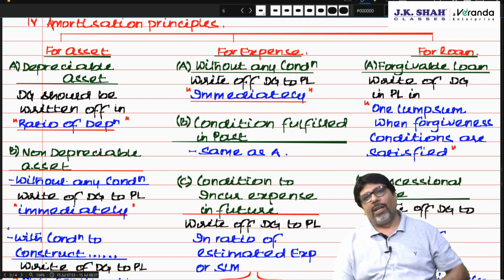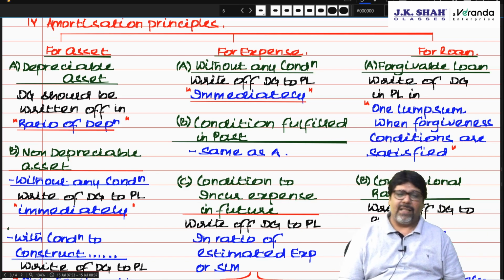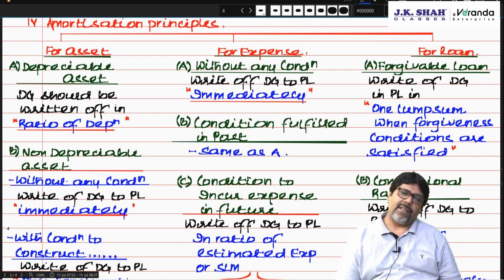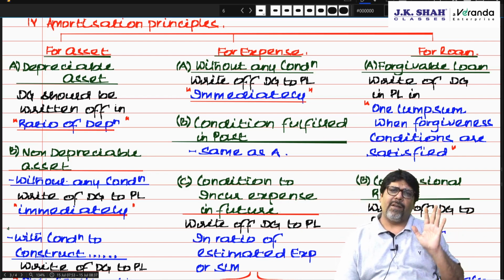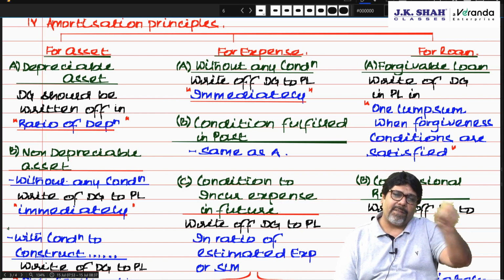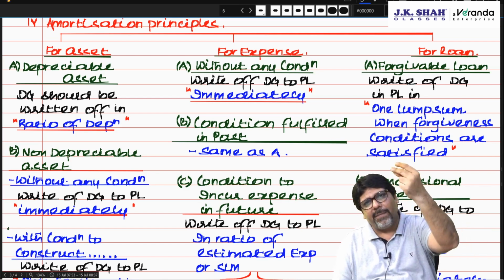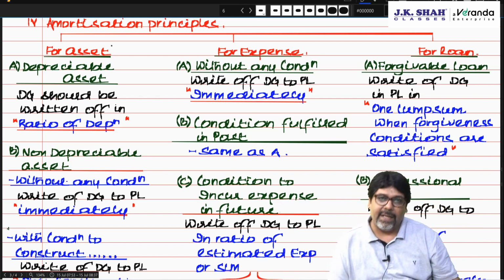Correct? Yes. Your school got a result of 95% in 10th standard. Now the government is supposed to pay for your entire year's electricity bill. Whatever actual electricity bill you paid, the government reimbursed it because you have fulfilled the condition. So was the condition past or future? Past. So you got the money, and that money should be immediately transferred to P&L. Without any condition, write off the deferred grant to P&L immediately.